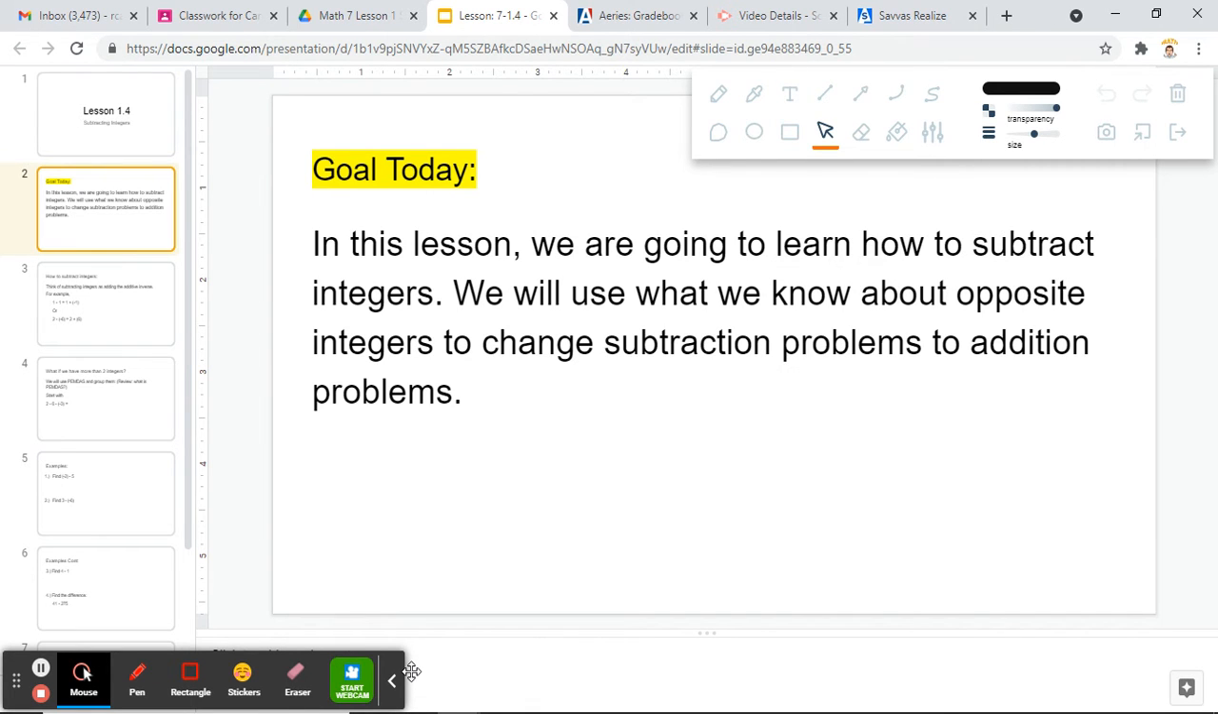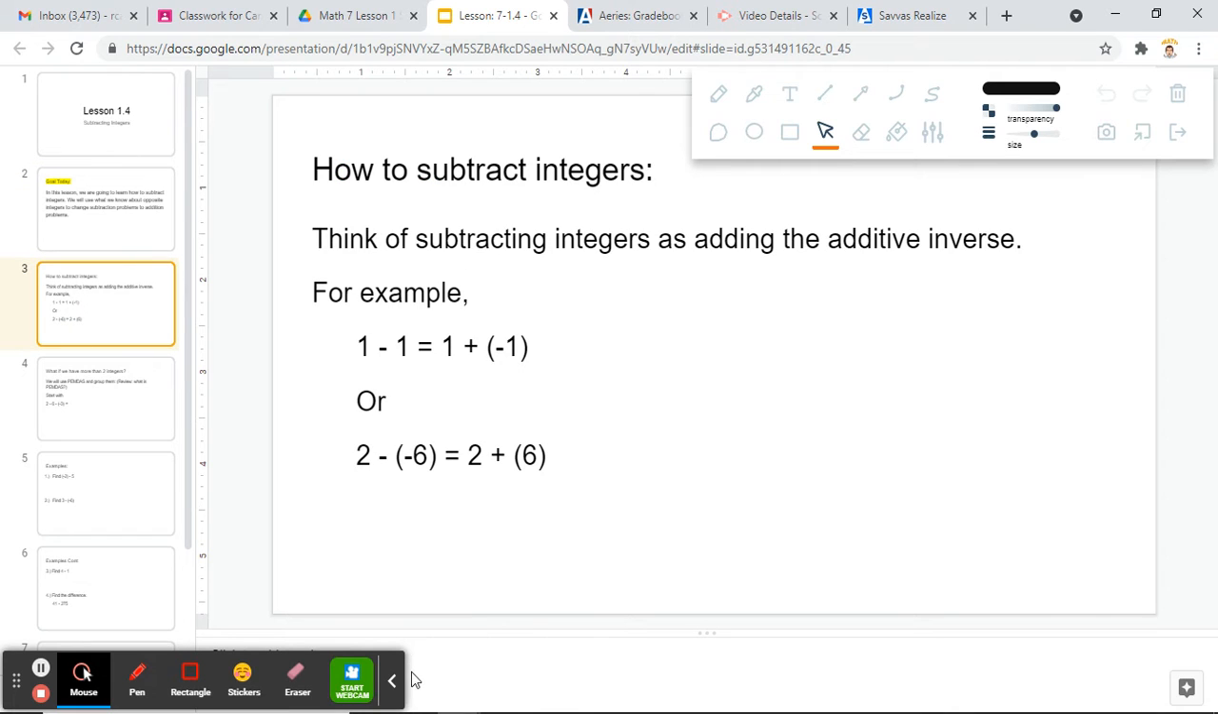In this lesson, we are going to learn how to subtract integers. We're going to use what we know about opposite integers to change subtraction problems into an addition problem. And then we're only going to be working with an addition problem because those are easier. So let's first start off with how we should be doing this. We want to think of subtracting integers as adding the additive inverse. For example, when we subtract 1 minus 1, we can change that to 1 plus negative 1.